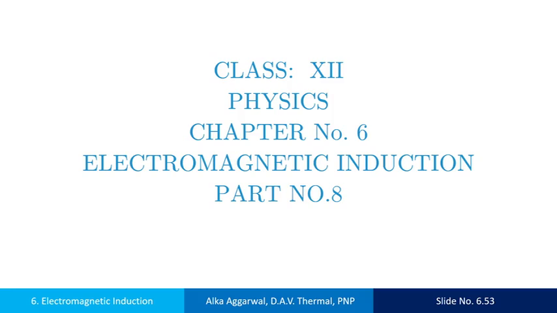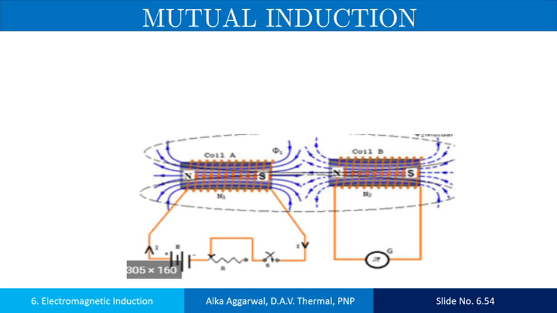Hello. In this lecture, we will study mutual induction, or mutual inductance. So we start. Mutual induction is the property of two coils. Whenever the flux linked with one coil changes, it induces an EMF in the second coil.